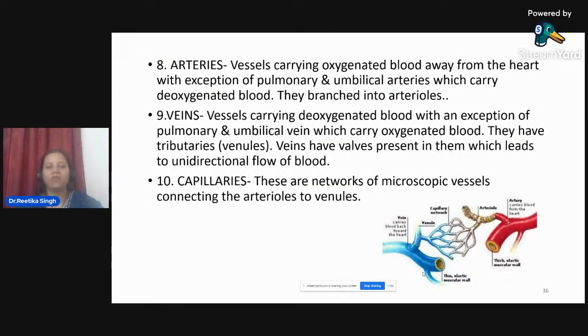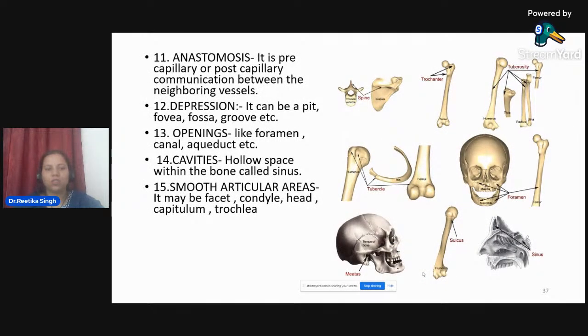Now arteries: vessels carrying oxygenated blood from the heart to all other parts of the body, except the pulmonary and umbilical arteries, which do not carry oxygenated blood. Veins carry deoxygenated blood. Capillaries are the network of microscopic vessels connecting the arteries to the venules. Anastomosis is the pre-capillary or post-capillary communication between neighboring vessels, meaning it is the connection made between the pre and post capillaries.